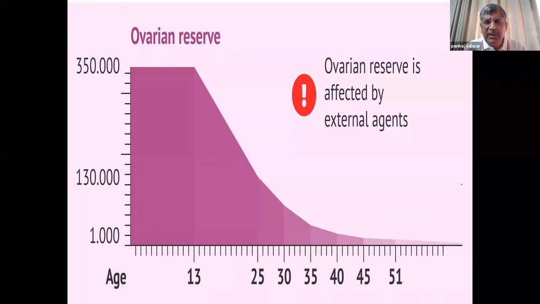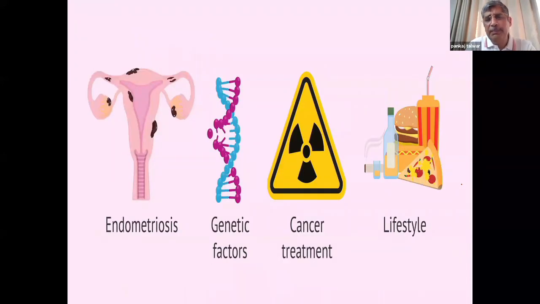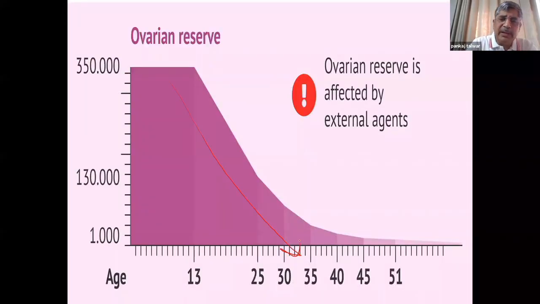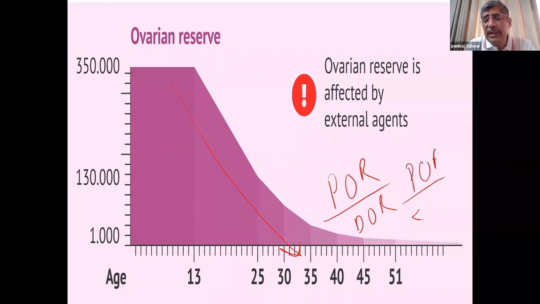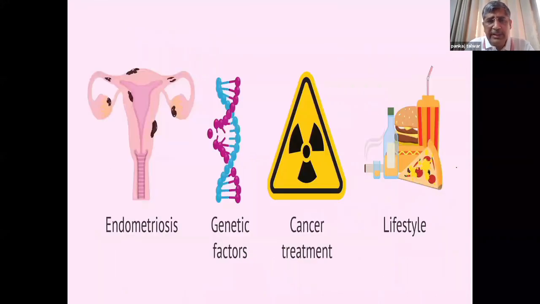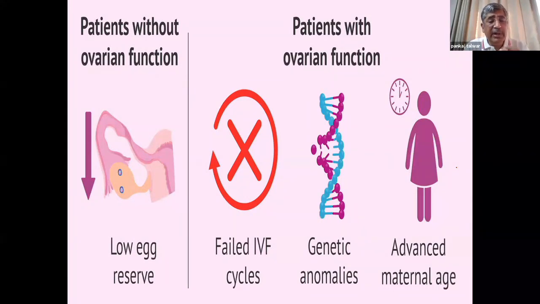There can be multiple factors which will make the ovarian reserve fall down in a woman. A woman may have endometriosis, there can be genetic disorders, cancer treatment, lifestyle disorders, which will lead to the ovarian reserve falling down very, very quickly. And such women may have a poor ovarian response or a diminished ovarian response, or they go into premature ovarian failure, that is, less than 40 years. So keeping these things in mind, we have to see what we can actually change, what we can alter. Some things we can't alter, some things we can. But we have to know that there can be patients without any ovarian function when they have a completely low egg reserve, and then there can be patients whose ovarian function is not happening properly, disordered.